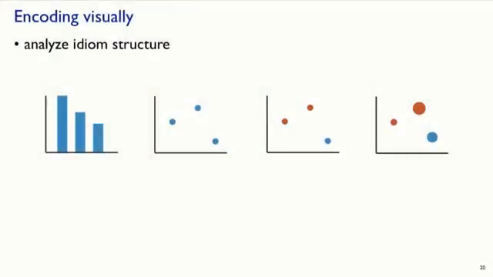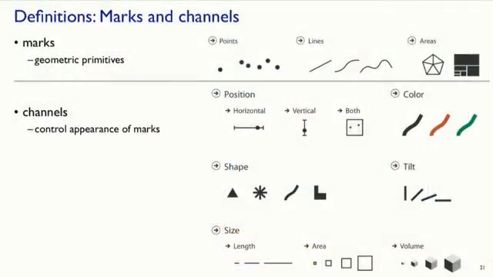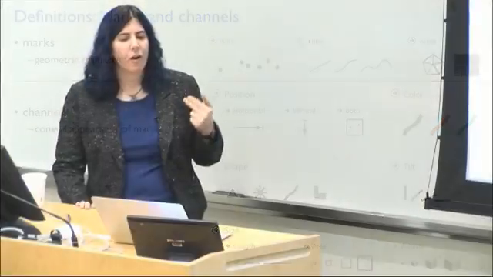So just to step through the real basics of that, what if I have some visualization idiom, how can I analyze it? It starts at the level of marks and channels. So let me give you that vocabulary. What I'm going to call a mark is a geometric primitive. It might be a point, it might be a line or a curve, it might be an area. Think of these as geometric primitives. And now the interesting part is what can we do with the geometric primitives? We can control their appearance through what I'm going to call visual channels.